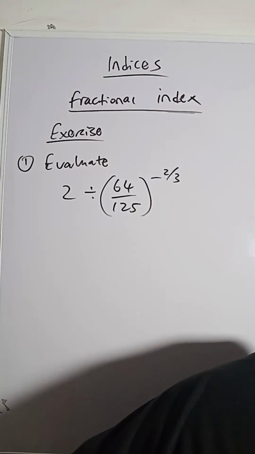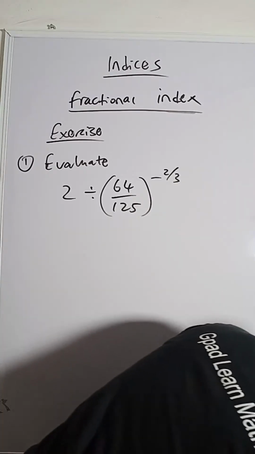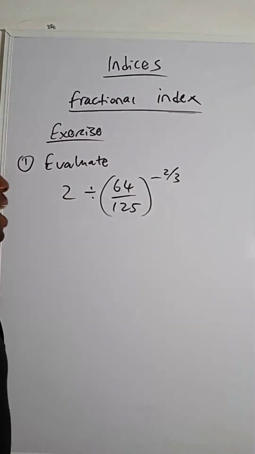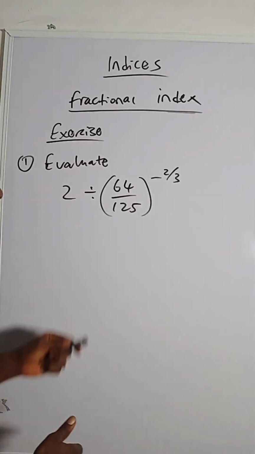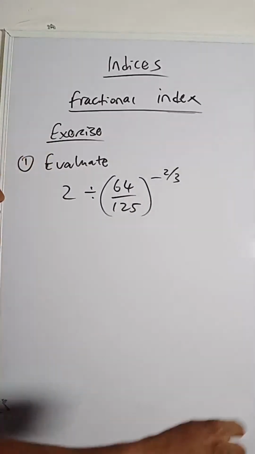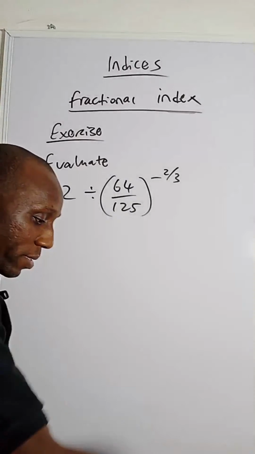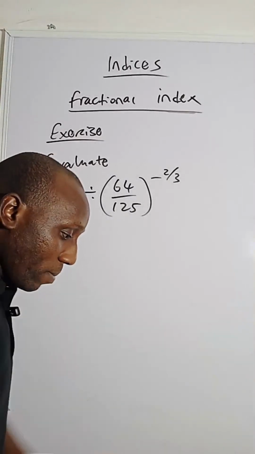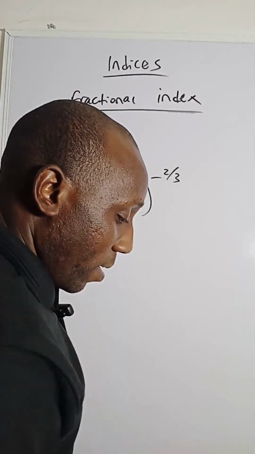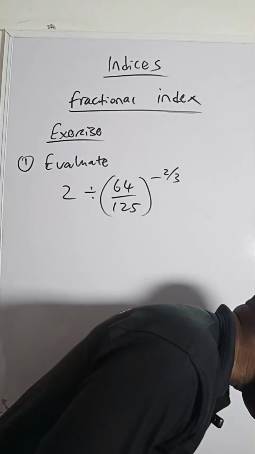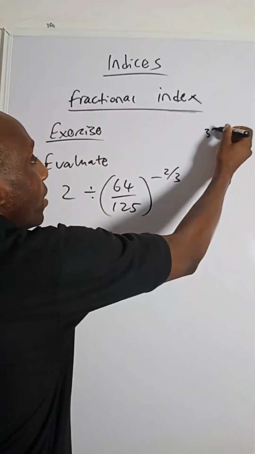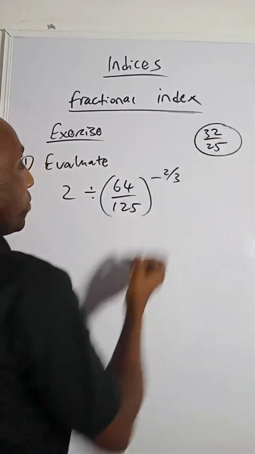Somebody give me the answer now. He said 32 over 25. Are you sure that's right? Anyways, I won't know yet until we have done it together. So let's wait for other people to give us their answer. Okay, 32 over 25. I think somebody else got this.